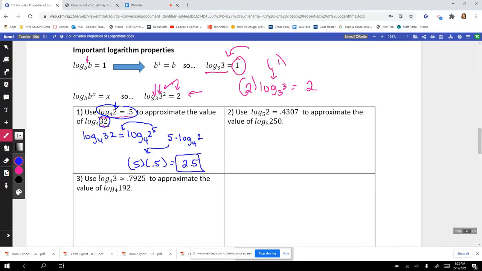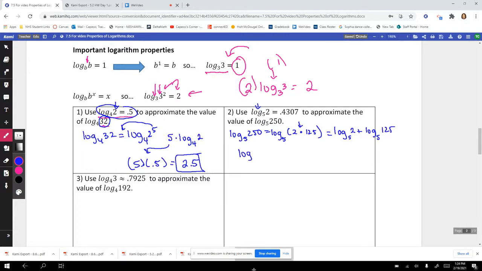Okay, let's look at the next one. This time we're dealing with log base 5 of 2. So I need to do something with that 2. Log base 5 of 250 is equal to, now how can I incorporate the 2 with the 250? Well, that's the same as log base 5 of 2 times 125, because 2 times 125 gets me to 250. So now I'm multiplying, so I'm going to add. We said multiplication and addition go together. So I have log base 5 of 2 plus log base 5 of 125. And we'll simplify from there.